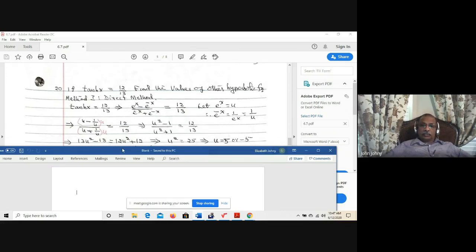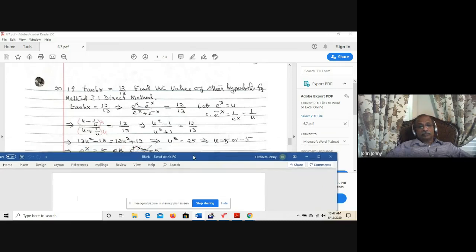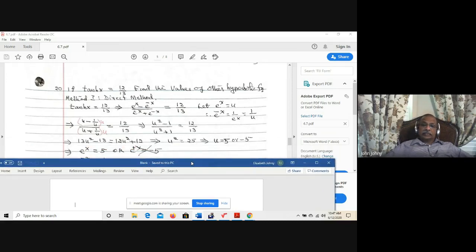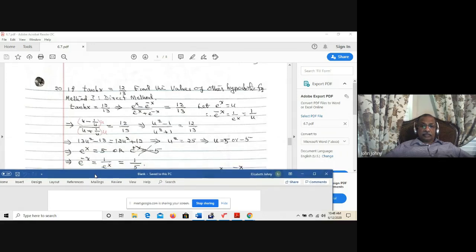You subtract 12 u squared and add 13 on both sides. You get u squared is equal to 25. That is u is equal to 5 or minus 5. But it cannot be negative because u is e to the x. E to the x cannot be negative. So discard negative 5. You have e to the x is equal to 5. E to the negative x is 1 over e to the x. That is 1 over 5.